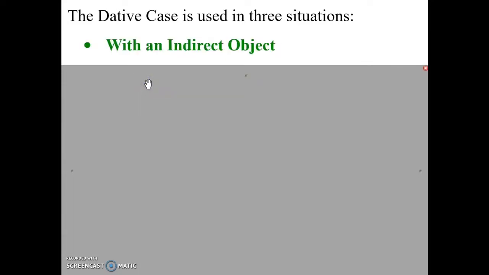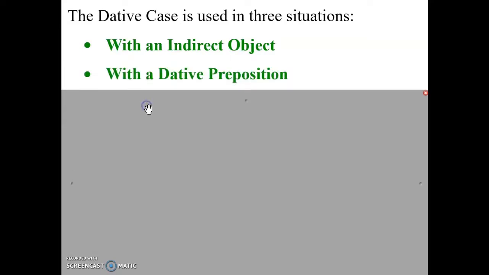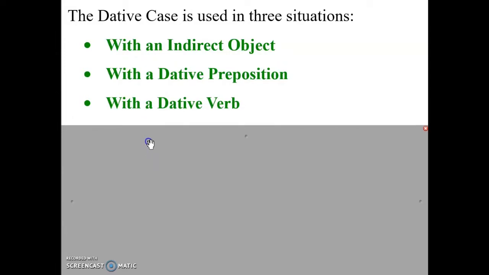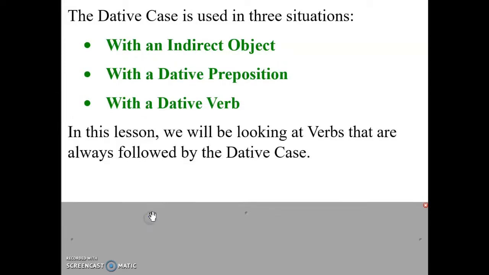In a previous lesson, we looked at the dative case being used with an indirect object. In our last lesson, we looked at the dative case when we're dealing with dative prepositions. And in this lesson, we're going to be looking at dative verbs. Okay, and this is the final situation that uses the dative case.